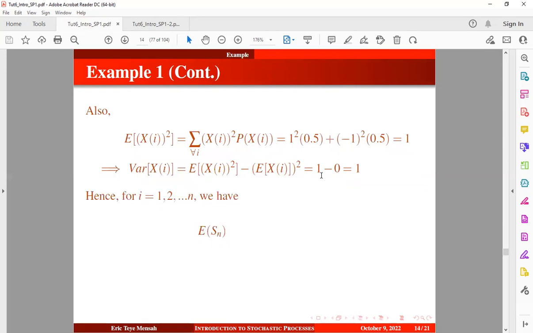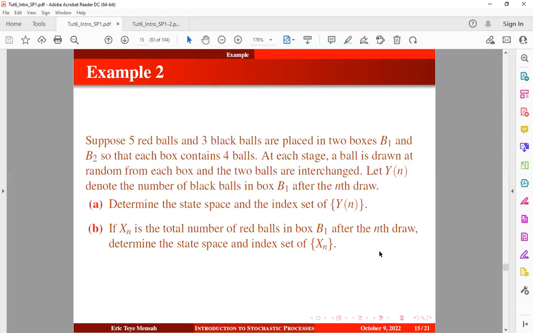So we can show that for i running from 1 to n, the expectation of this process will be in this form, which will be 0. So for the ith toss, we know that the expectation of the process is going to be 0. So for the nth toss, basically it is going to be 0. And the variance of the process can also be expressed in this form, which is similar to n. Because if the variance for the ith toss is 1, then for the nth toss, we are going to have n. Okay, let's take a look at the second example.